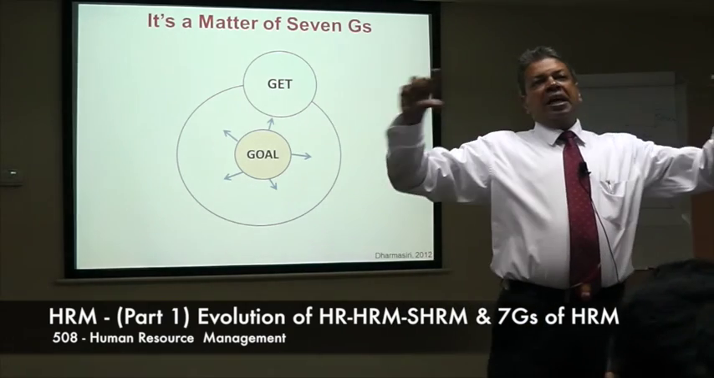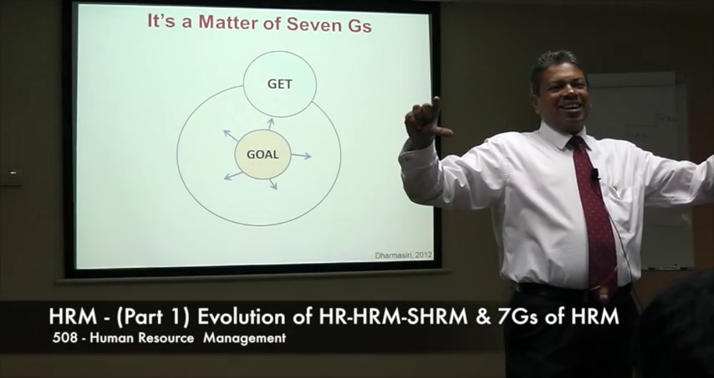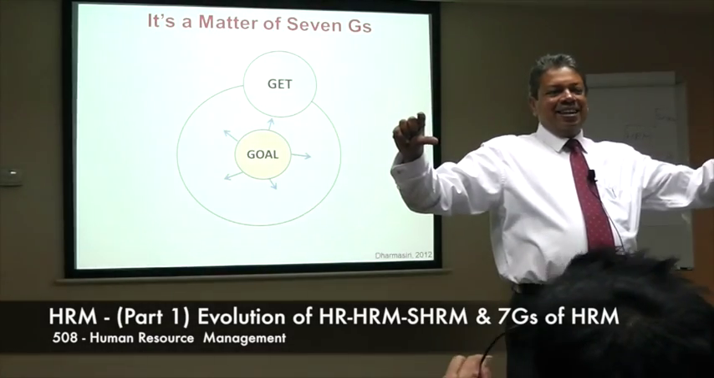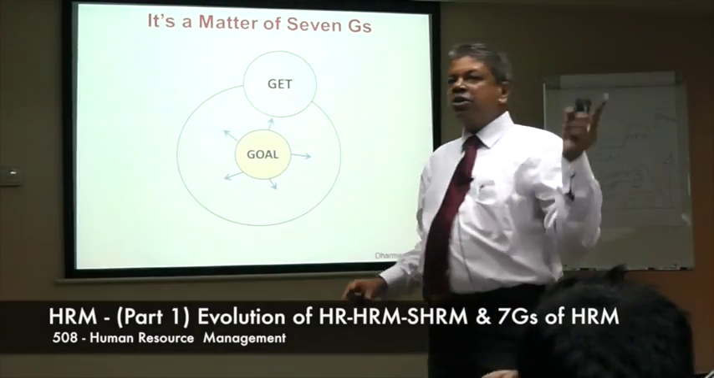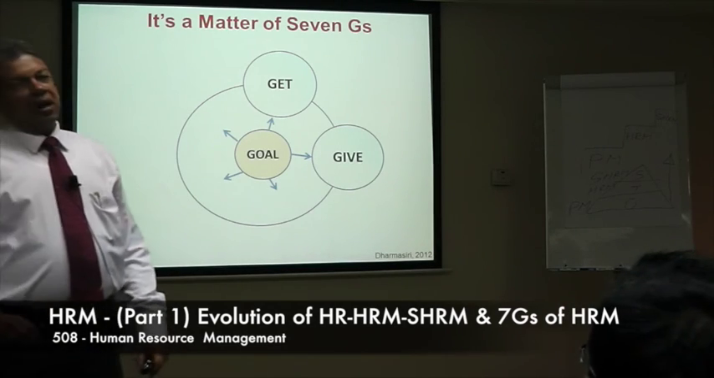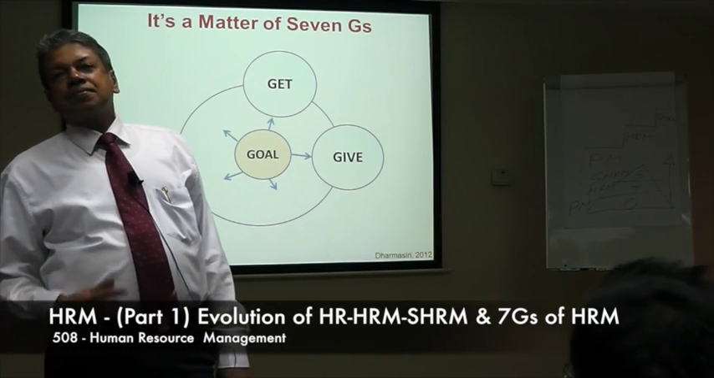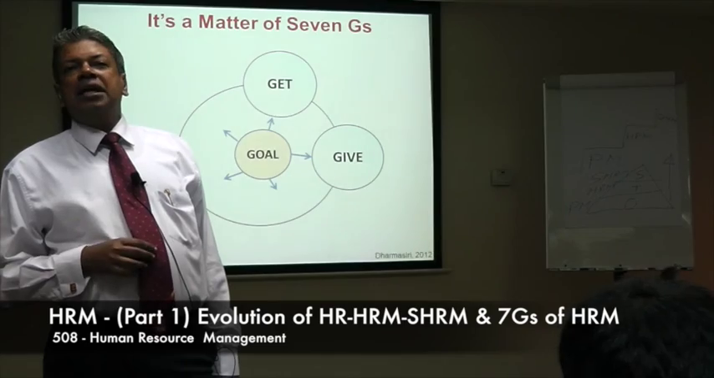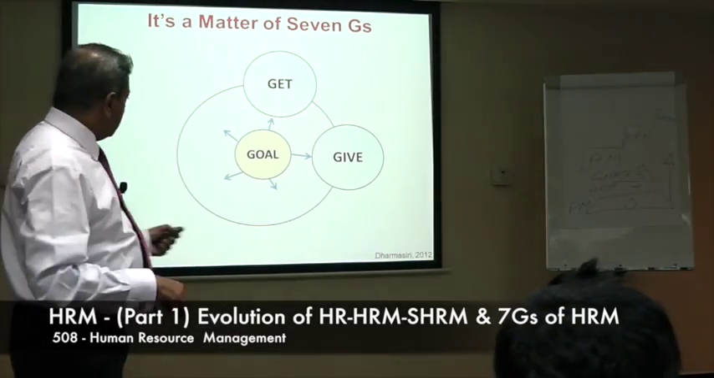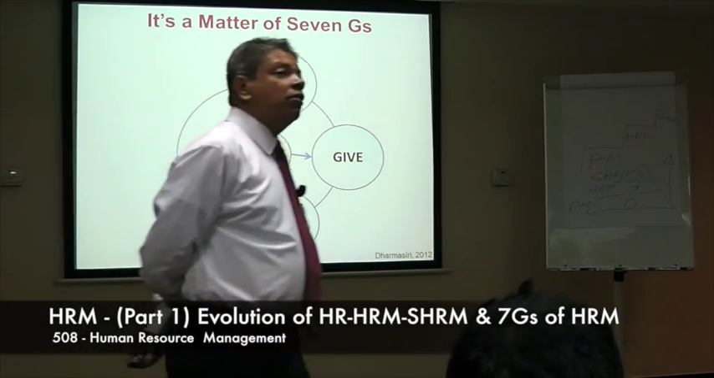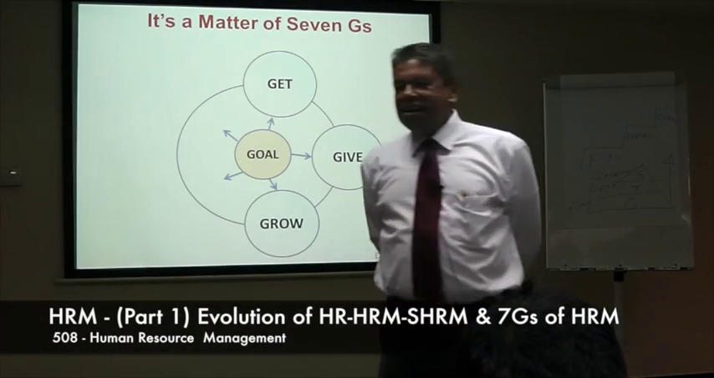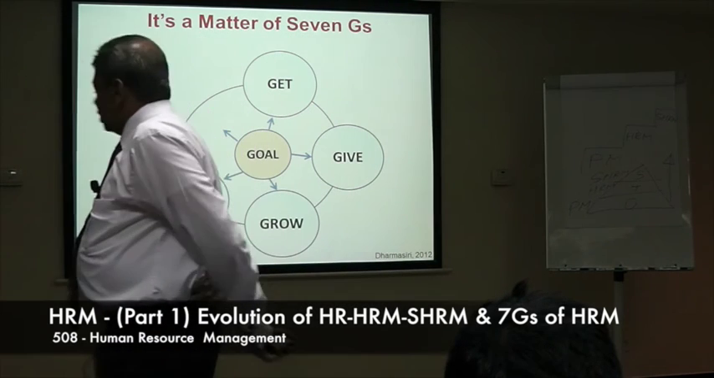So what are the two key terms typically we use in HR? R and S. What is R and S? Recruitment and selection. We'll talk about it in detail. Then we have give. Giving means what? What are the two words? C and B. Compensation and benefits. And then we have grow. Grow means T and D. What is T and D? Training and development.